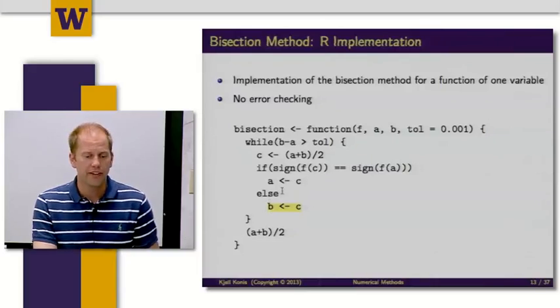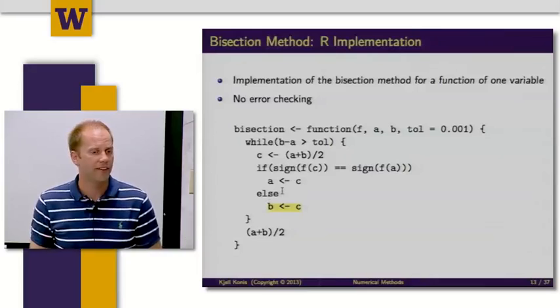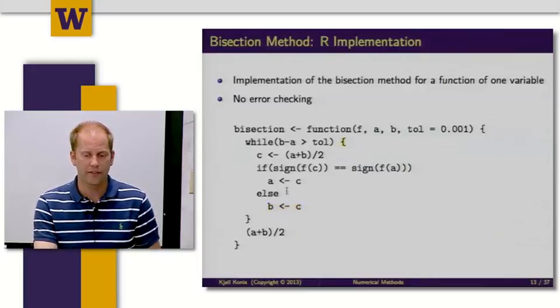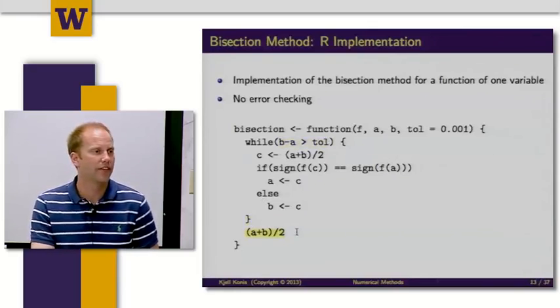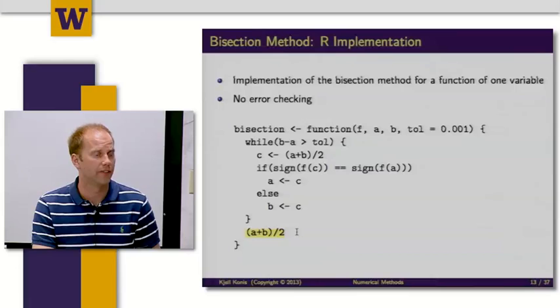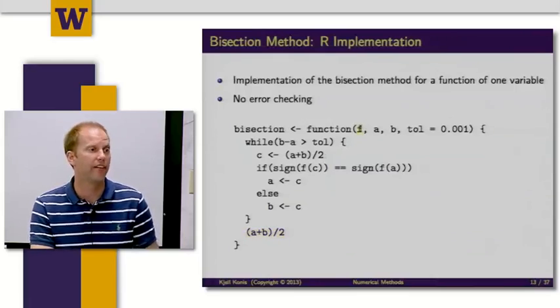And that's going to continue running. The interval gets half as long every time I go through this, so between this set of brackets and this set of brackets. And eventually, the interval will be shorter than this tolerance parameter. And so I just decided I would return the midpoint of that final interval as my best guess of the value that I can feed into this function f that's going to make f equal to 0.